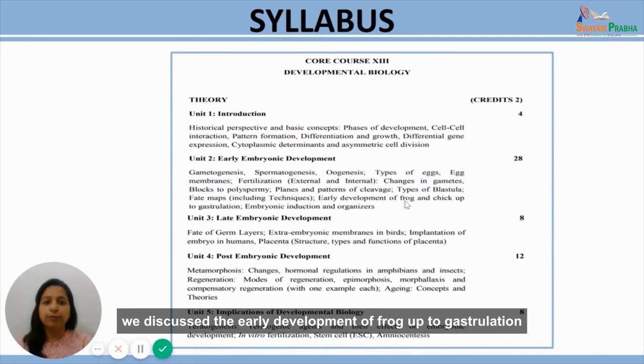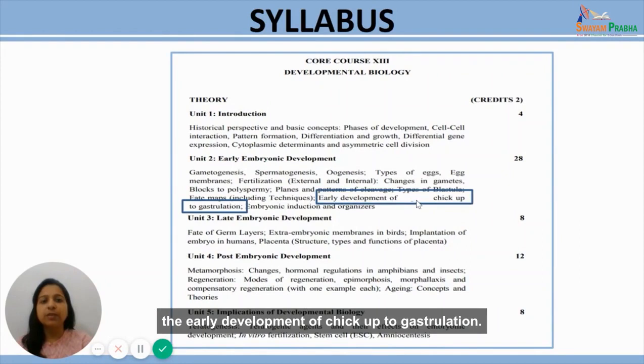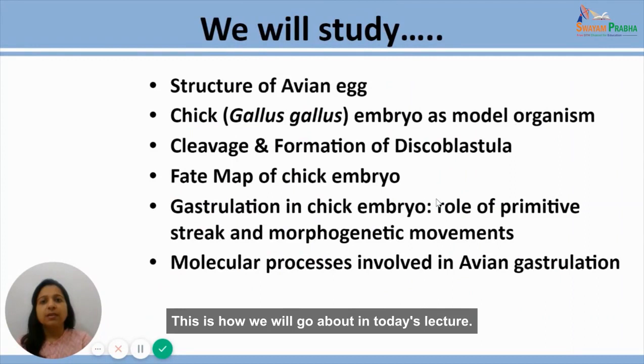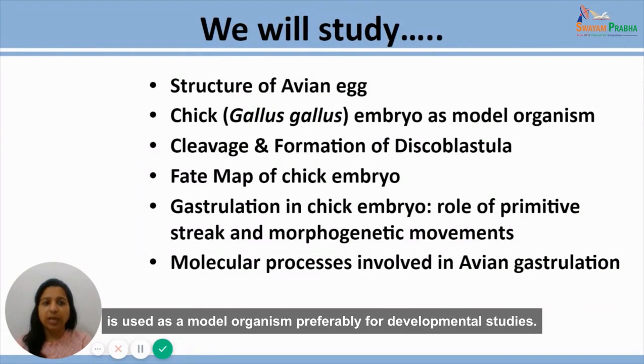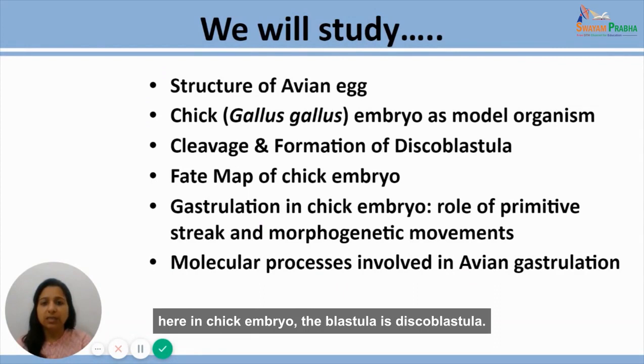And in today's lecture, we'll take up the early development of chick up to gastrulation. This is how we will go about in today's lecture. First, we will study the structure of avian egg. Then we'll discuss why the domestic chicken embryo or the Gallus gallus embryo is used as a model organism preferably for developmental studies. Then we'll also discuss the cleavage and formation of blastula. Here in chick embryo, the blastula is discoblastula.